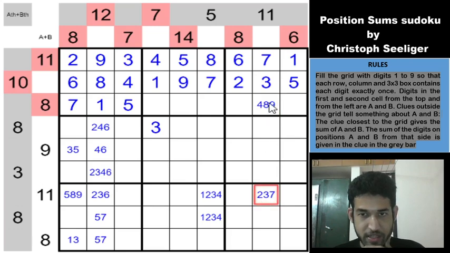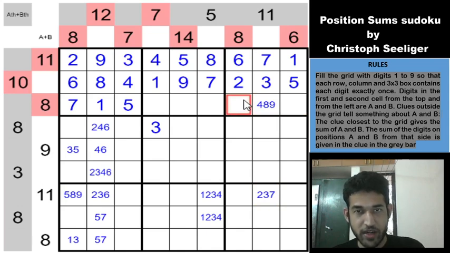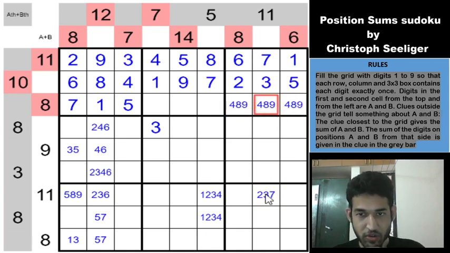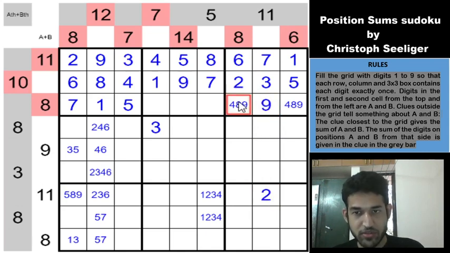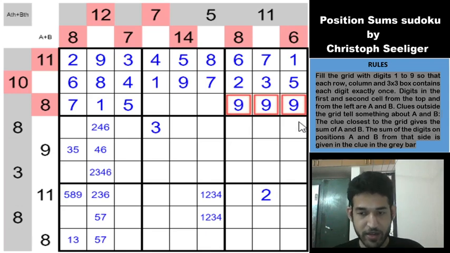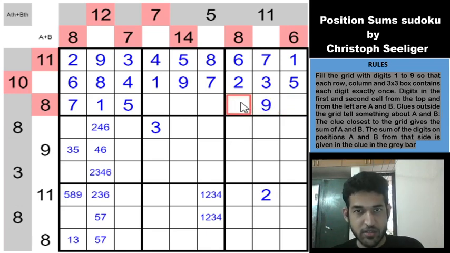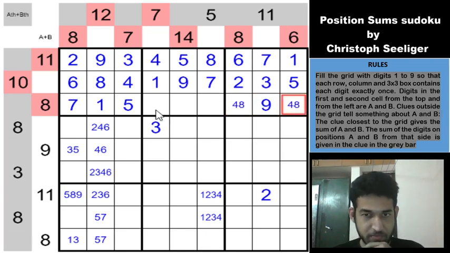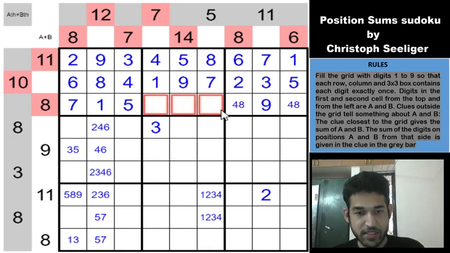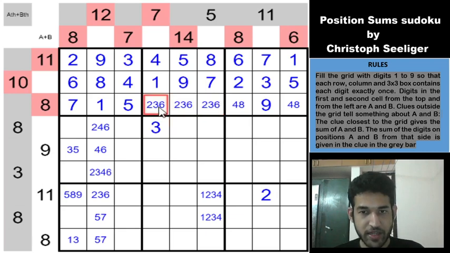But 4 and 7 and 3 and 8 are ruled out, right? Because these 3 cells can only be 4, 8, 9. So 4 plus 7 is 11, which is ruled out. So this is not 4, this is not 7, and 3 is also ruled out. This is not 3, this is not 8. So which means that this cell would have to be a 9 and this would have to be a 2. And these two cells must be 4, 8. And using classic rules, these 3 cells must be 2, 3, 6. And 3 can't be here, so this would be a 2 or 6.